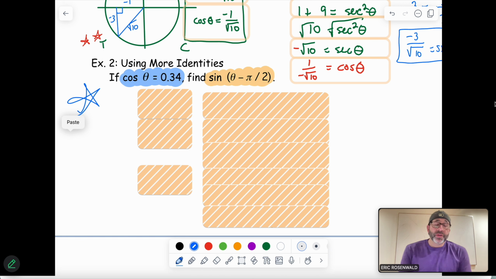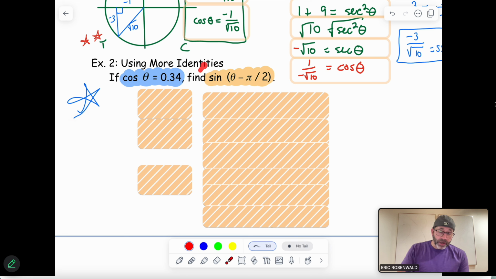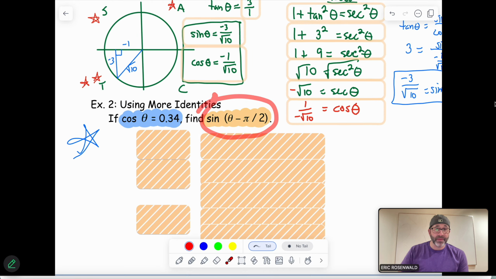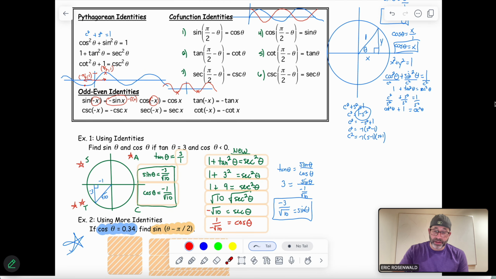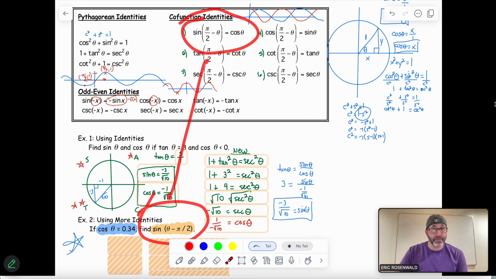They're asking us to find the sine of theta minus pi over 2. They're telling us that the cosine of theta is equal to 0.34. The problem is that when I look at this identity, it looks very similar to another identity that we have up above. That identity is this one right here. Now you can see when you look at these, they are very similar, but they're slightly switched around.